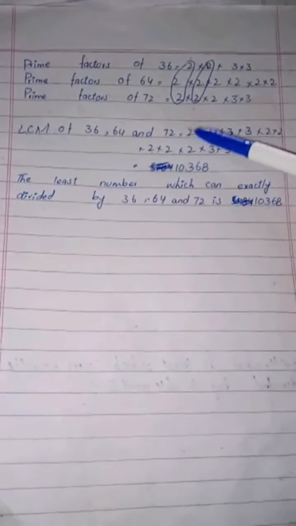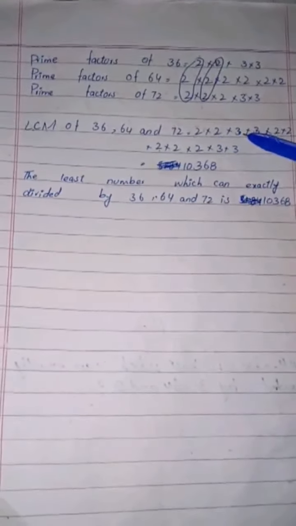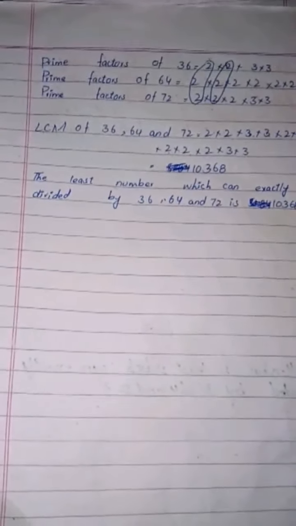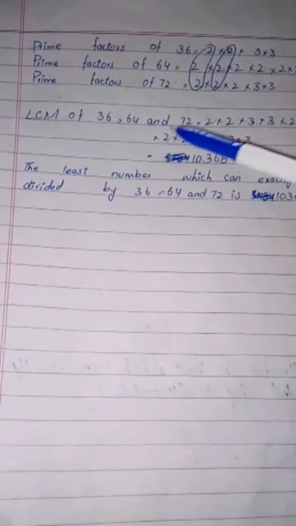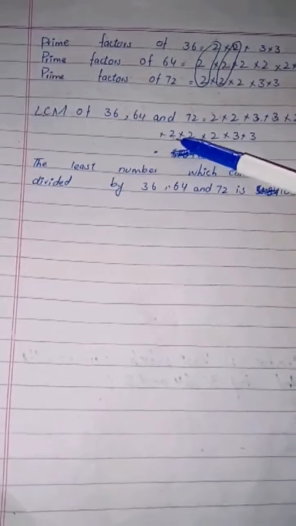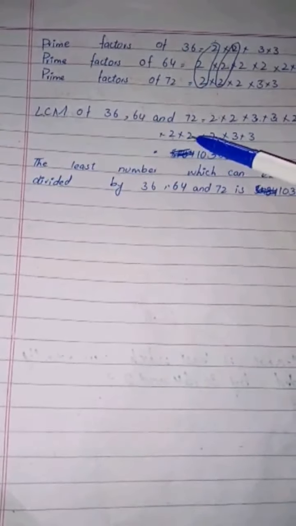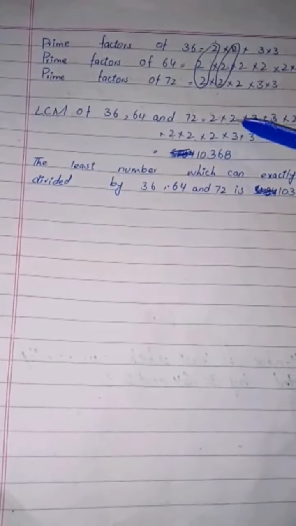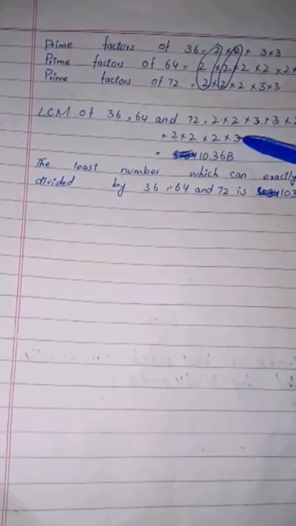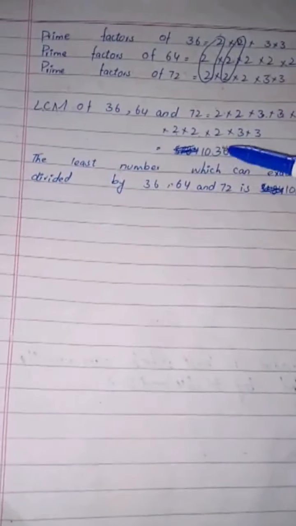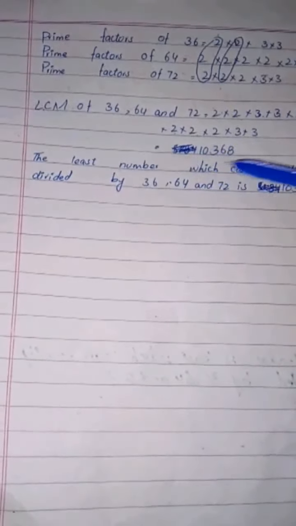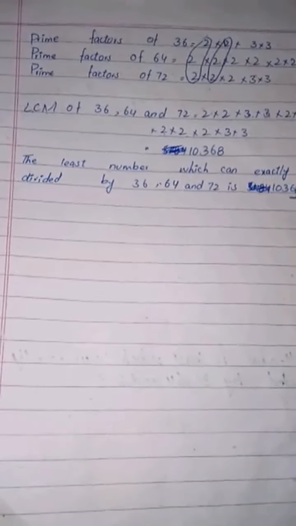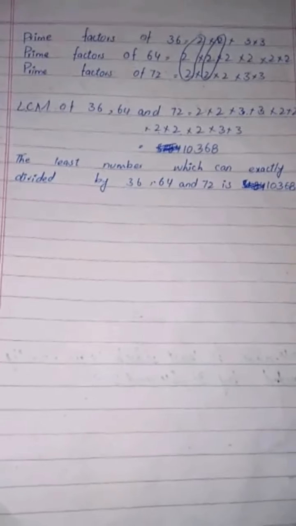2 2s are 4, 4 3s are 12, 12 3s are 36, 36 2s are 72, 72 2s are 144, 144 2s are 288, 288 2s are 576, 576 2s are 1152, multiplied by 3 is 3456, multiplied by 3 is 10,368. The least number which can be exactly divided by 36, 64 and 72 is 10,368.